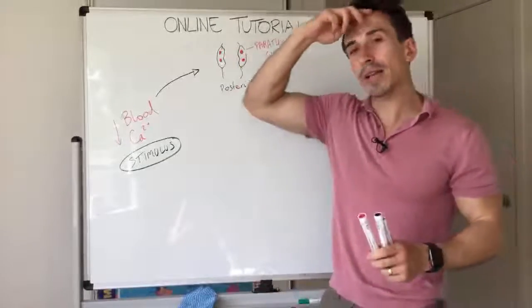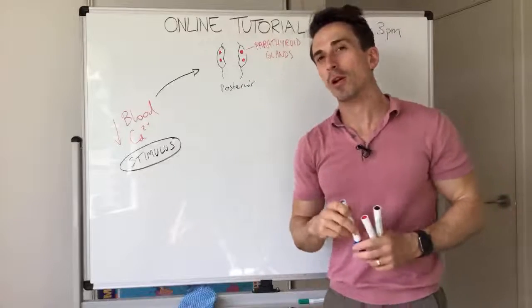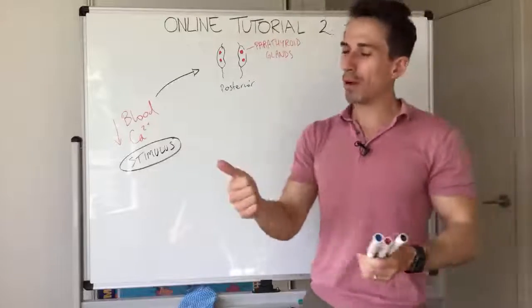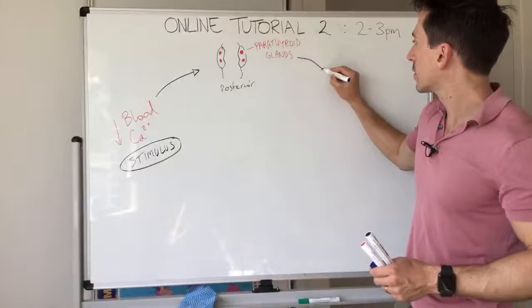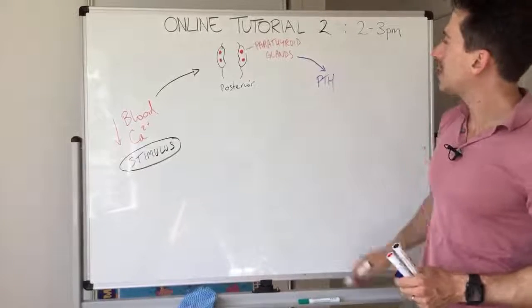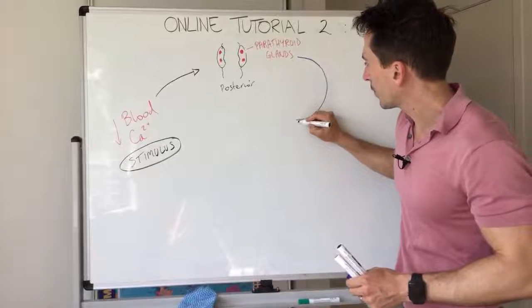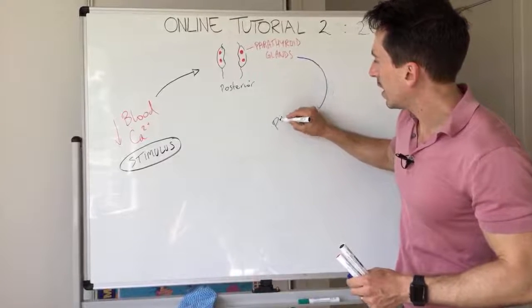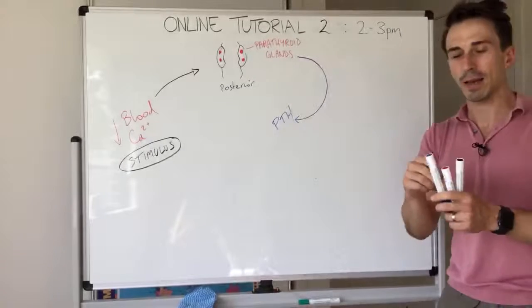What do the parathyroid glands do? They release a hormone. That hormone is parathyroid hormone. This is simple. Parathyroid gland releases parathyroid hormone. Let's just say PTH. All right, let's leave PTH there for a second. Let's draw it down here. PTH. All right, let's leave parathyroid hormone for a second, because something else is happening at the same time.